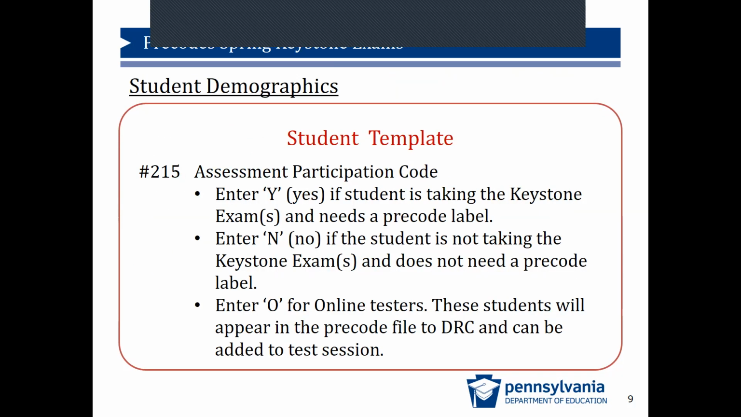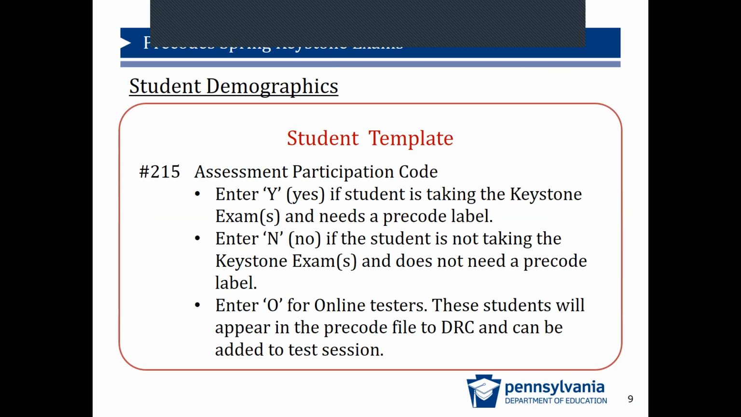The assessment participation code for the Spring Keystones is within field number 215. Enter Y for yes if a student is taking the Keystone exams and needs a precode label. Enter N for no if the student is not taking the Keystone exams and does not need a precode label. Enter O for online testers.